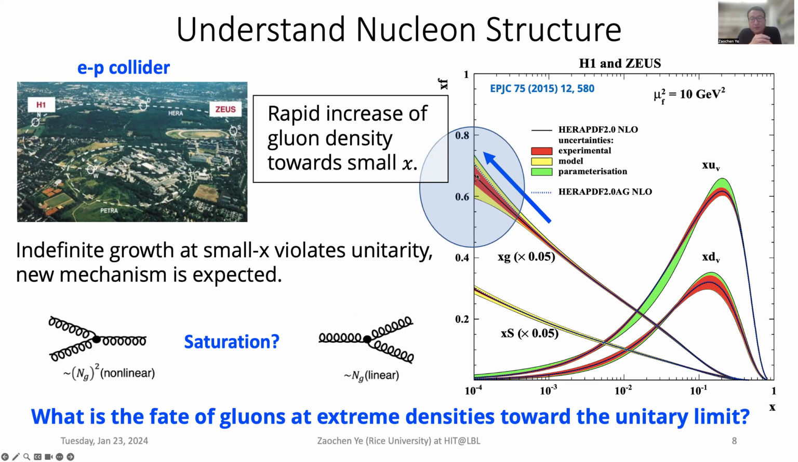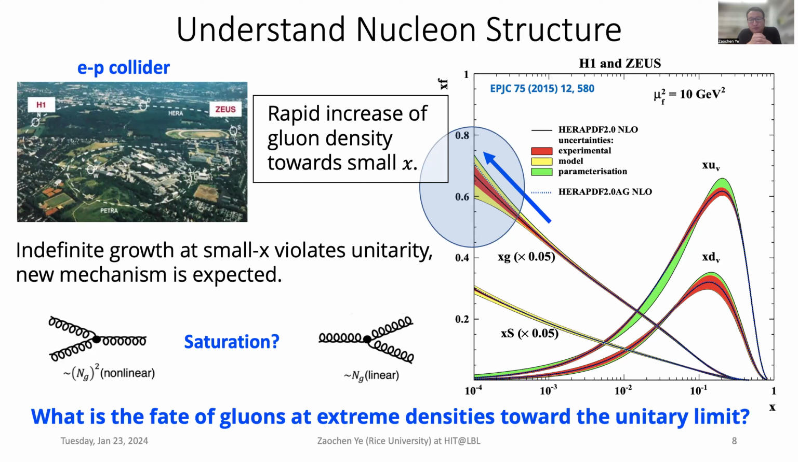So a natural question we want to ask is, what is the fate of gluons at the extreme density towards the unitarity limit? If we let the gluon PDF grow without any control, it will violate the unitarity of QCD. So there must be some new mechanism to stop such a rapid growth of the gluons at some point.